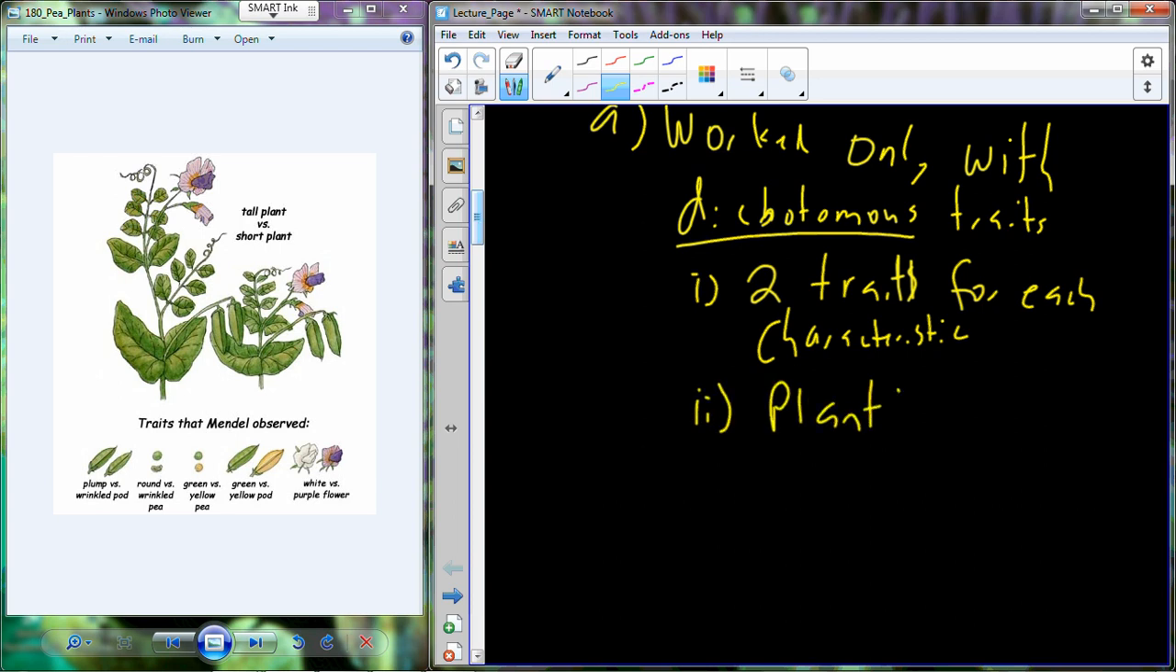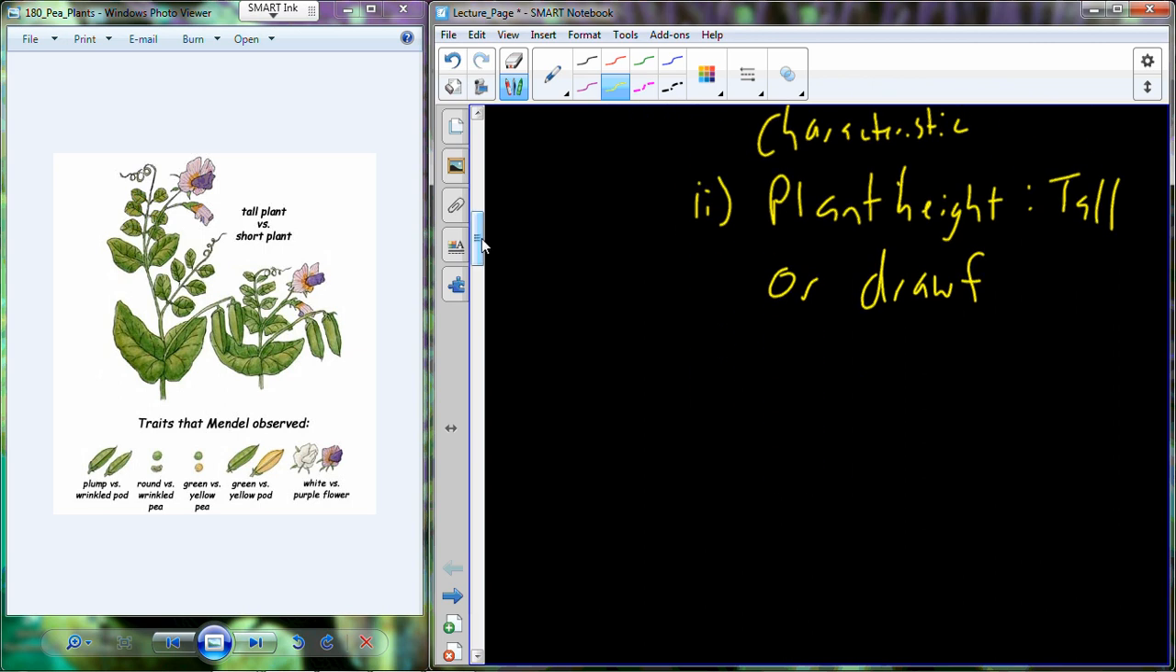The example that I'm showing here is going to be plant height. We had one trait for this height characteristic that was called tall. The other, short, is actually not very historically accurate. It was actually referred to as dwarf. But you can use short as well. We're going to use dwarf. So we had a tall plant and a dwarf plant, and we put those plants together and breed them.